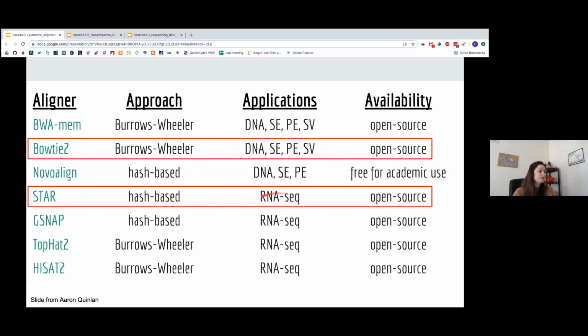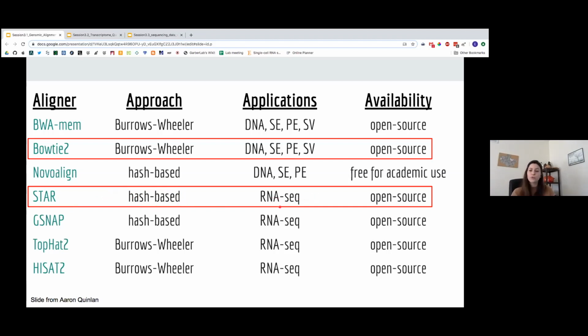And in terms of aligners that are good for RNA-seq reads, and I'll show you in a minute why they're different, you're going to use STAR today to align reads to the genome. And it creates an index that is hash-based. So it's like the example that I went through line by line, that creates an index like a book that tells you where each word is found in the genome.